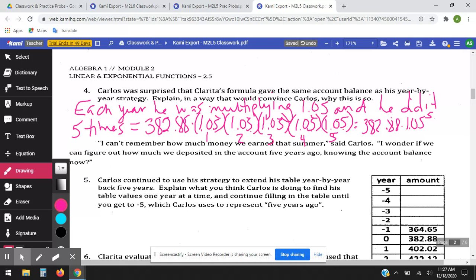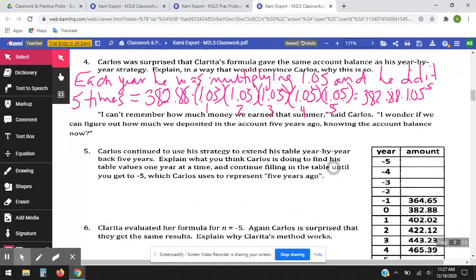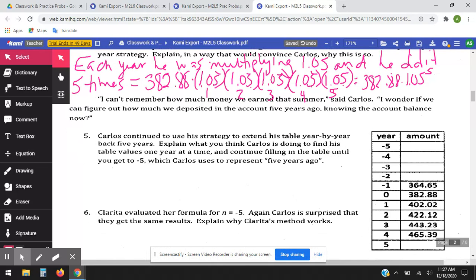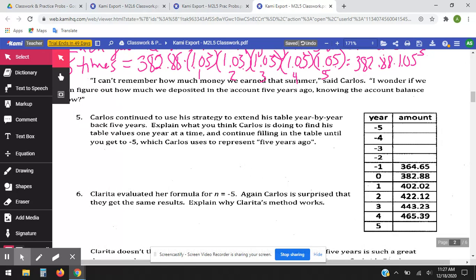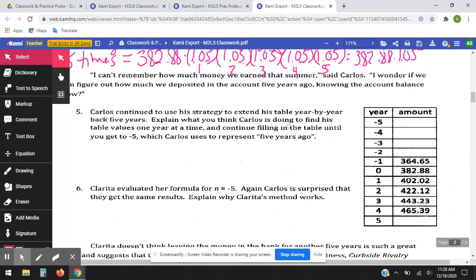I can't remember how much money we earned that summer, said Carlos. I wonder if we can figure out how much we deposited in the account 5 years ago, knowing the account balance now. So with this one, keep in mind it's still that 5% interest each year. And we're going to see here, he continued his strategy to go back 5 years. So what is he doing to go until we get to negative 0.5?